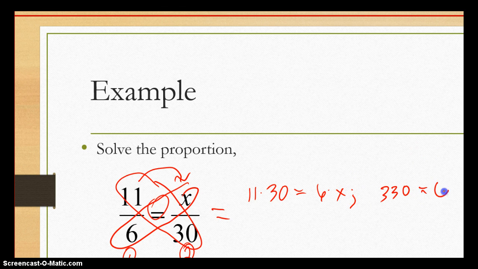330 equals 6x. And then you need to get x by itself, and x equals 55. So we know that 11 over 6 equals 55 over 30. If you took a 5 out of the one on the right to simplify it, you know that you'd get 11 over 6 as well. But double check, put it in a calculator: put 55 divided by 30, and make sure that that answer is equivalent to 11 divided by 6. Okay, they are equal now.